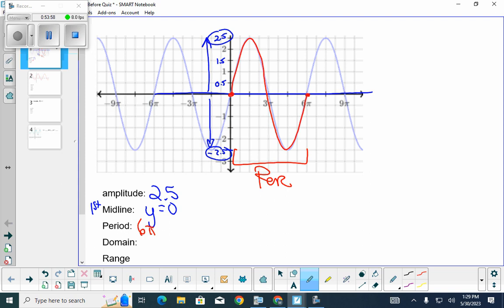Now, domain we really haven't talked too much about. It goes on forever in each direction, so the domain is just x is real. And then the range, bottom to top. The bottom is negative 2.5. The top is positive 2.5.